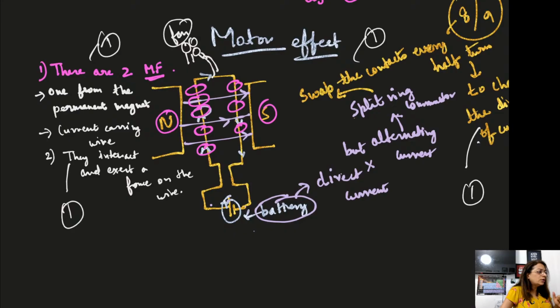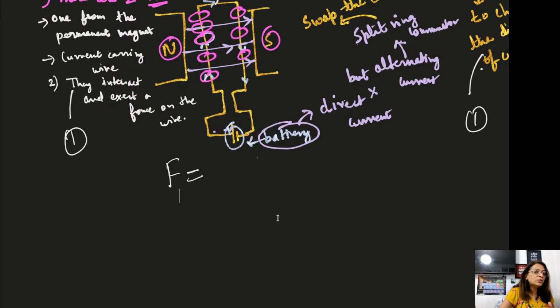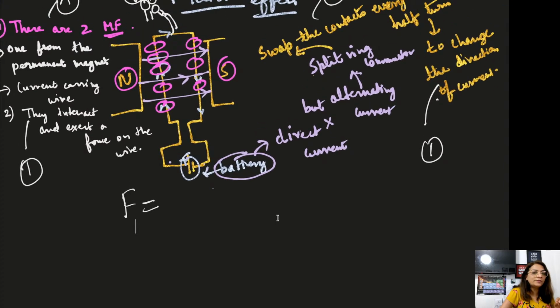Just to let you know, there is a formula to calculate the force. Now the generator. Generator is the opposite of motor. You only need to make one change to get the generator effect. It's a very amazing thing. The generator effect is very good and very nice to understand.